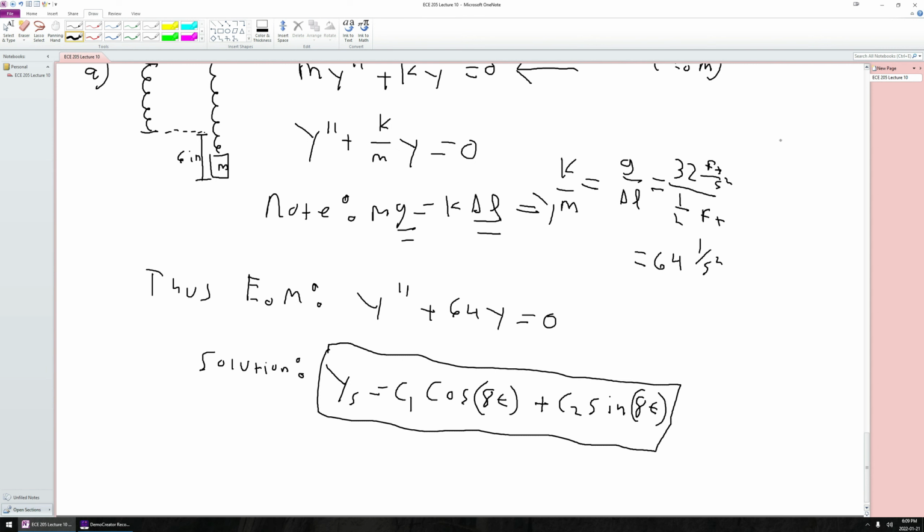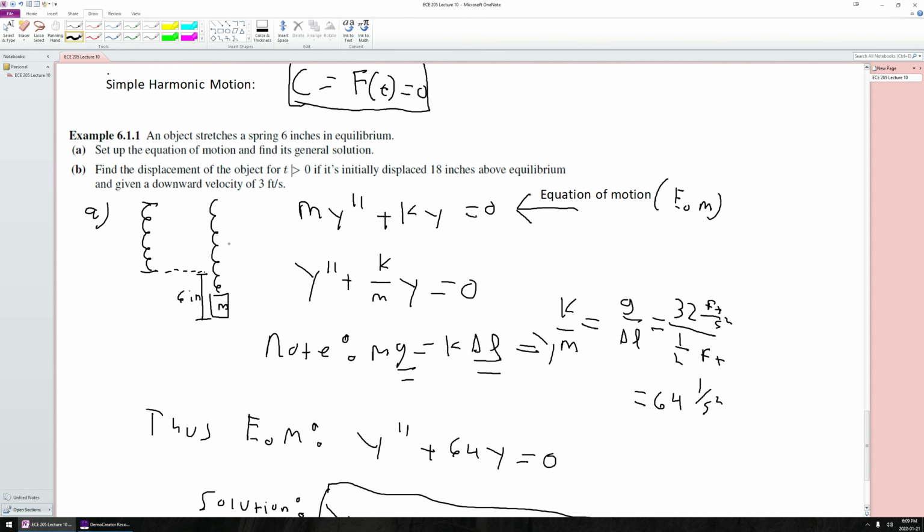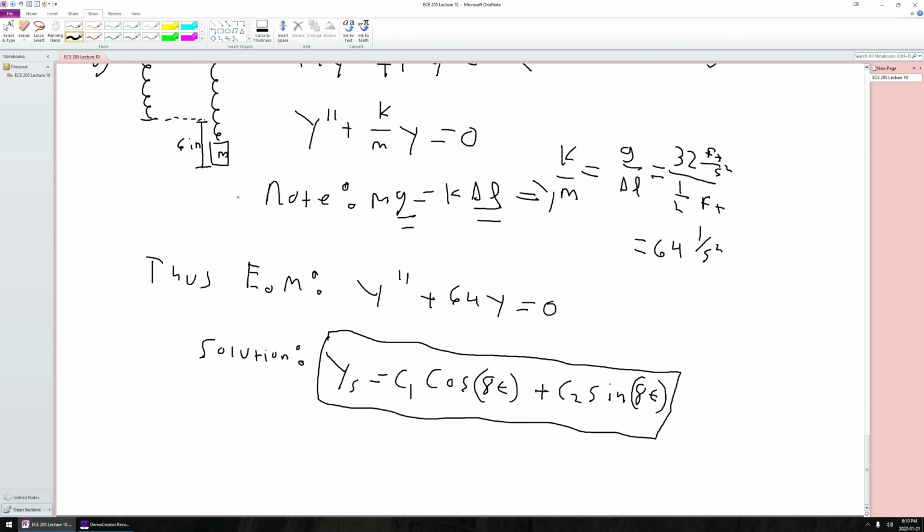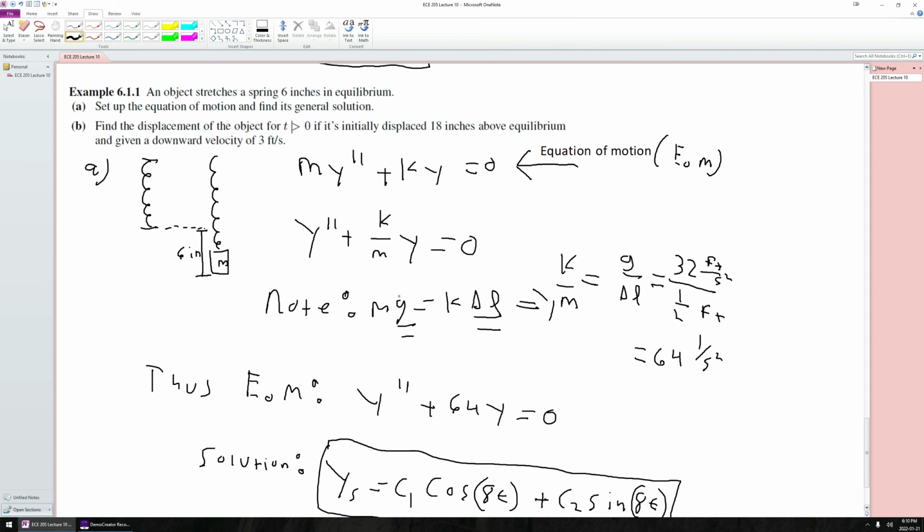So we now have a solution to this harmonic motion within this context, and now we want to go to part B where we actually solve an initial value problem. Here we want to find the displacement of the object for t greater than 0 if it is initially displaced 18 inches above equilibrium and it has a downward velocity of 3 feet per second. So basically what we need to do for part B is turn this information into an initial value problem. So how do we get initial values from here?